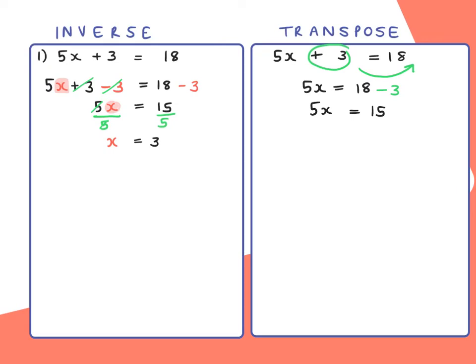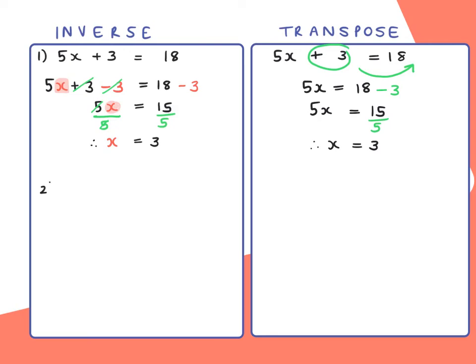Now we want to transpose that 5 in front of the x. Since it's multiplied onto the x, I do the opposite operation, I divide. So when I transpose, I divide by 5. Therefore, we get that x is equal to 3, which is the same as when we did the inverse method. So we can see that both ways I get to the same correct answer.